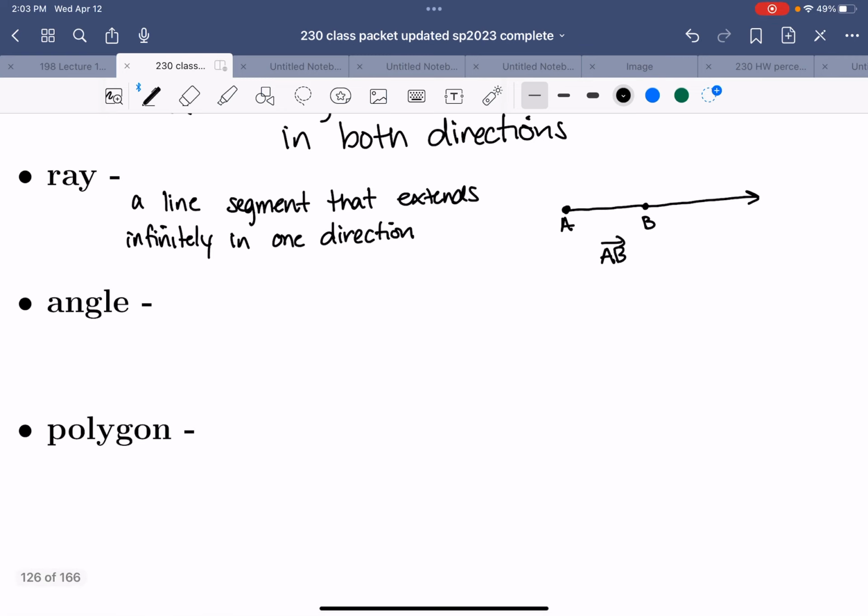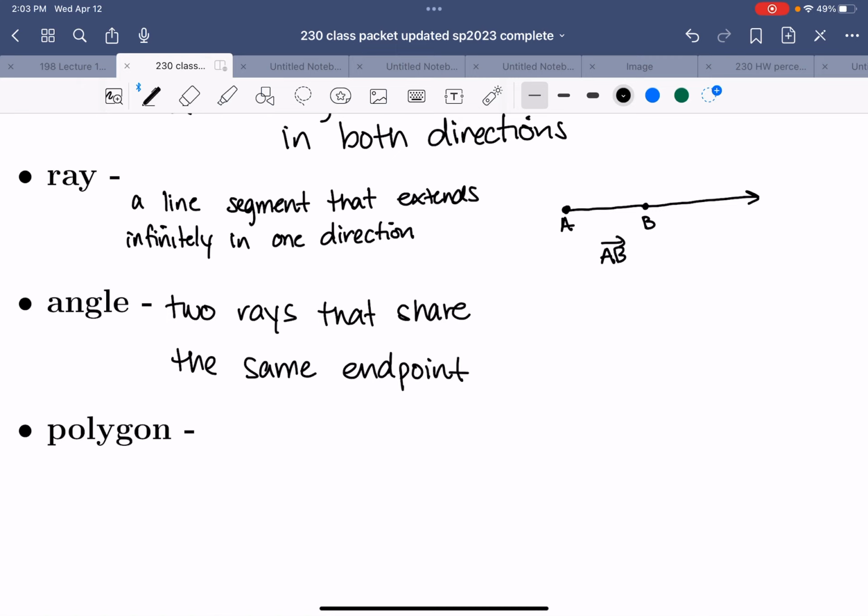An angle then consists of 2 rays that share the same endpoint. So that means ray AB and ray AC share the endpoint A, and together they are an angle. And so when we measure it, we measure this distance in here, typically in degrees.